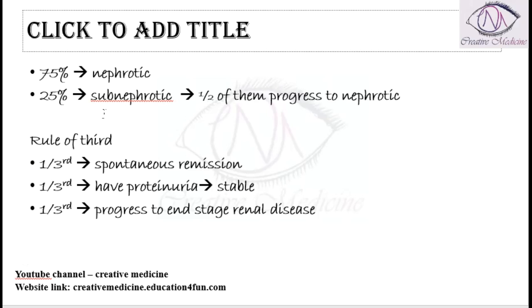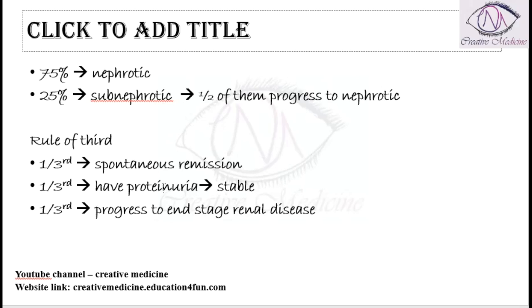Then 75% of membranous glomerulonephritis cases show nephrotic syndrome, whereas 25% of the cases show subnephrotic syndrome. In this subnephrotic group, one half might progress to nephrotic syndrome, whereas the other half will be left as subnephrotic syndrome only.